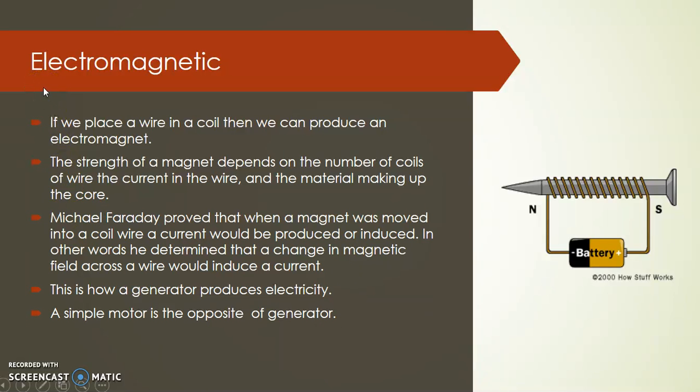If we place a wire in a coil, then we can produce an electromagnet. The strength of the electromagnet depends on the number of coils of wire, the current in the wire, and the material that makes up the core.